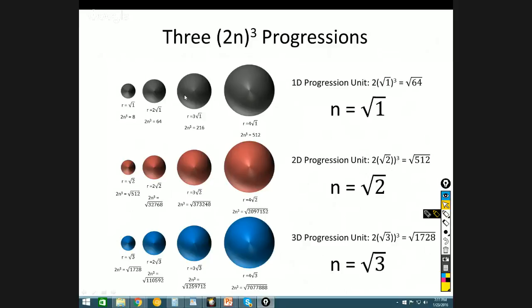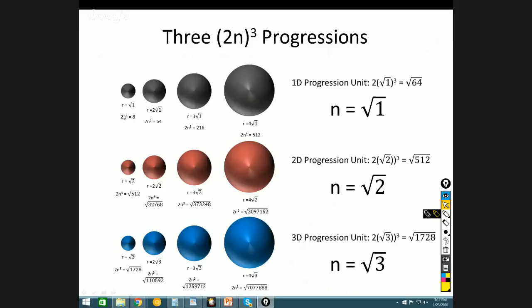You see here, these are not to scale, of course. The red ones would be bigger than the black, and the blue ones would be bigger than both of them. But you can't show everything graphically. It's difficult. But here, the radius you see is the square root of 1, and then 2 times the square root of 1, and then 3 times the square root of 1, and then 4 times the square root of 1. Each time they go out in the number of directions that it's expanding in.